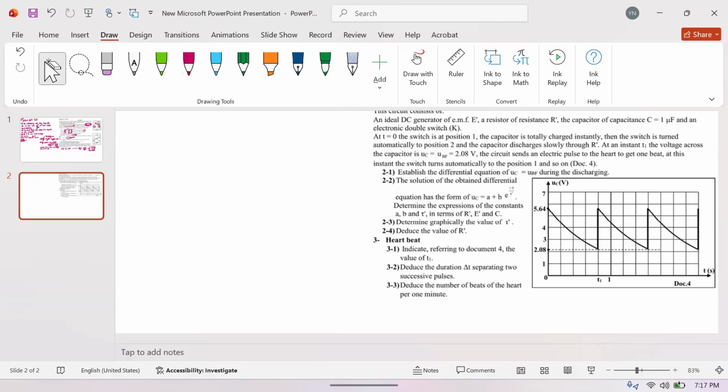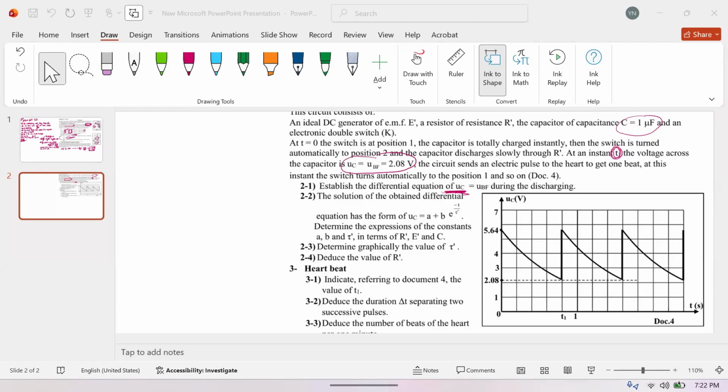At an instant t1, the voltage across the capacitor is UC equals 2.08 volts. So this value for UC and this value for C. But this value for the voltage of the capacitor is not at any time, it's at a specific time t1. It's really important to read the given, by the way. Sometimes there is one keyword that some of the students miss.